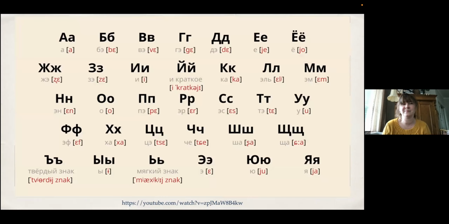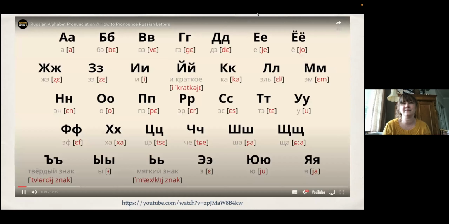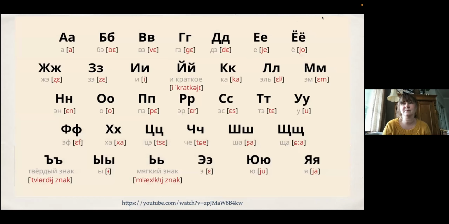А, Б, В, Г, Д, Е, Ё, Ж, З, И краткое, К, Л, М, Н, О, П, Р, С, Т, У, Ф, Х, С, Ч, Ш, Щ, твердый знак, мягкий знак, Ю, Я.